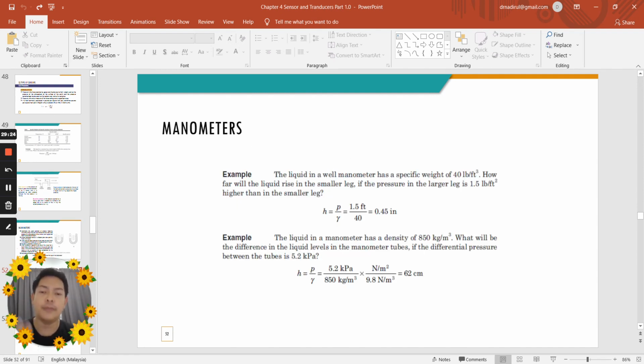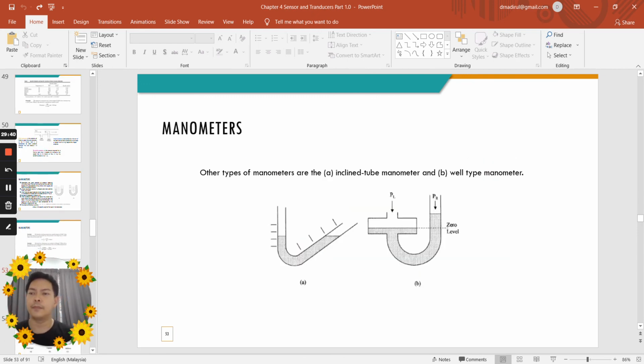This slide shows you an example of how to calculate the pressure in a manometer, together with a solution, to give a better understanding of the working principle of the manometer.